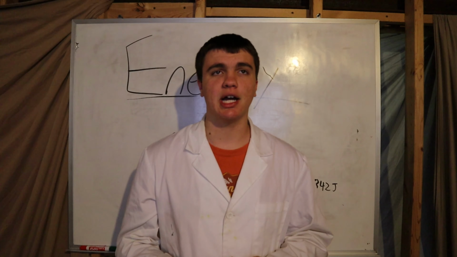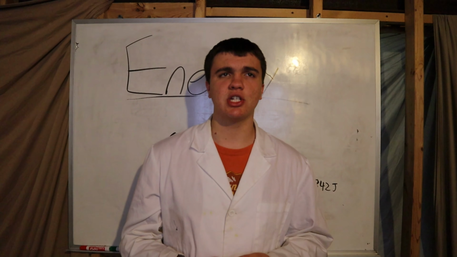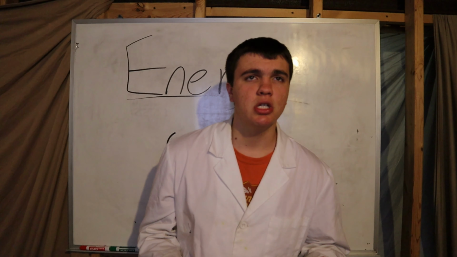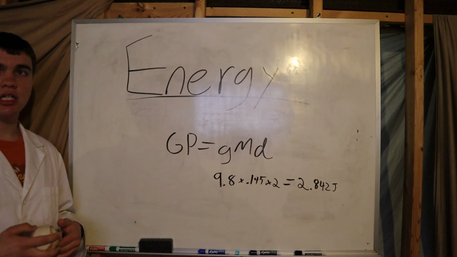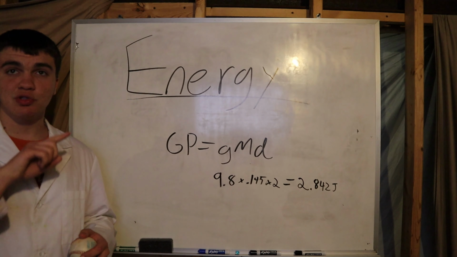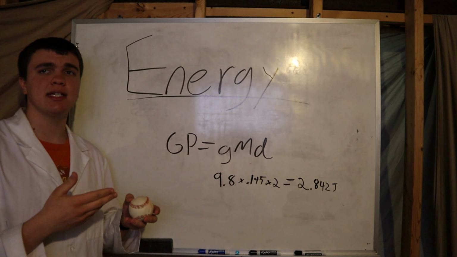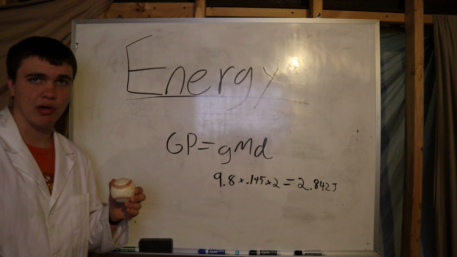The first one I'm going to talk about is gravitational potential energy. You can calculate the gravitational potential energy of almost anything. GP is equal to g, the acceleration due to gravity, or on Earth 9.8 meters per second squared, times m, the mass of the object, times d, the distance between the object and the ground.